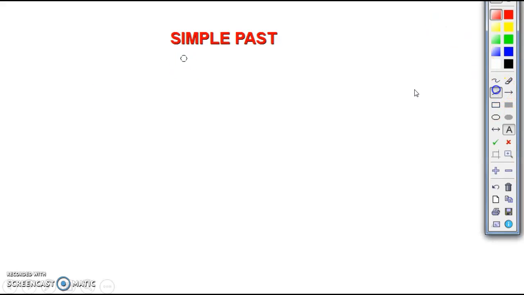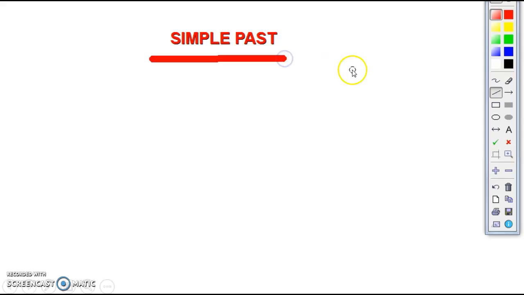In this opportunity, we have simple past. We are going to talk about the simple past with regular and irregular verbs. It means other verbs, not the verb to be. Other different verbs than the verb to be.